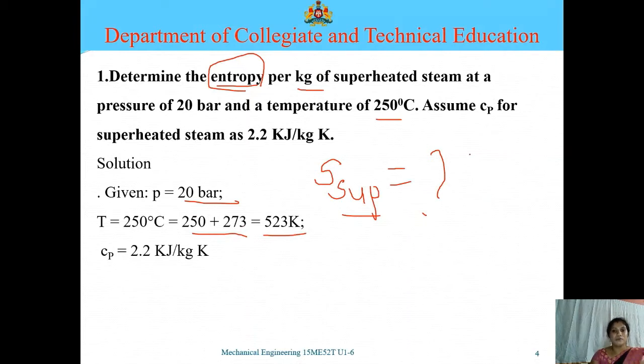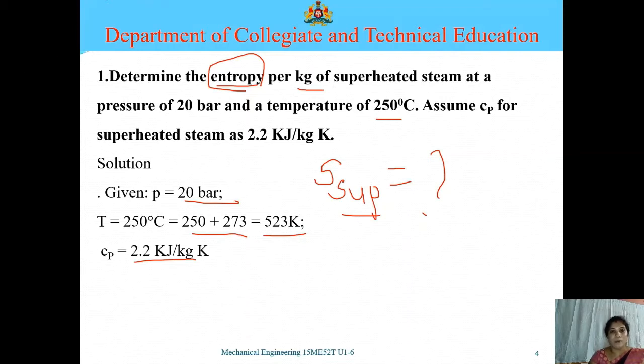Okay. So assume Cp. What does Cp indicate? The specific heat of steam at constant pressure. It is given as 2.2. They have mentioned it in the problem itself. If they have not mentioned it, as I have told you already, you have to assume the value of Cp as 2.1. That is the standard value. Since they have mentioned the value in the problem, we will take that value itself. They have given it as 2.2 kilojoules per kg Kelvin.